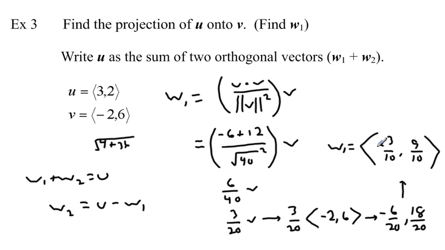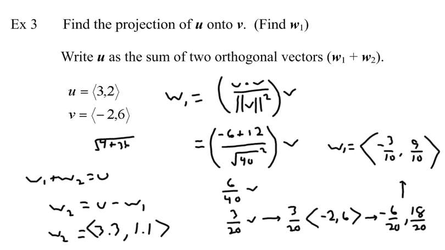So 3 minus negative 3/10 is going to give me, let's see here, that's like 3 plus 3/10, that's like 3.3, 3 and 3/10. And you can write that as a fraction if you choose. I'm going to choose to write it as a decimal. Next is going to be 2 minus 9/10. 2 minus 0.9 is 1.1. So our orthogonal vector W2 is equal to 3.3, comma 1.1.